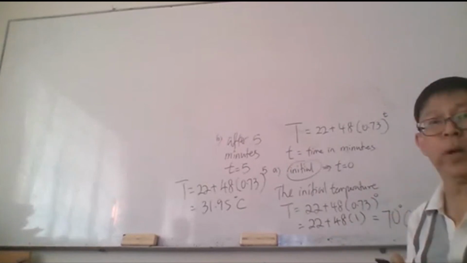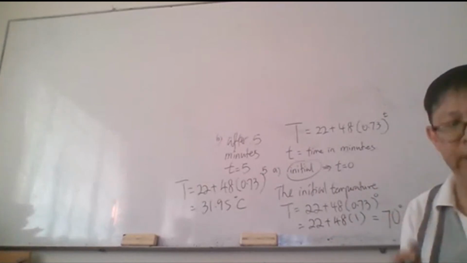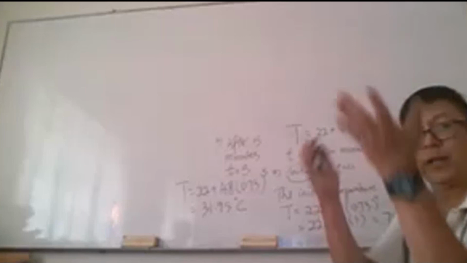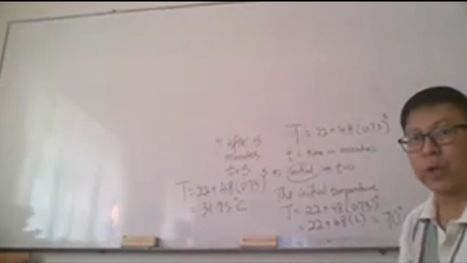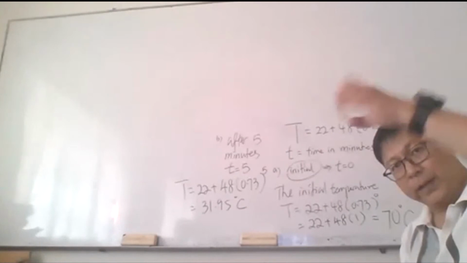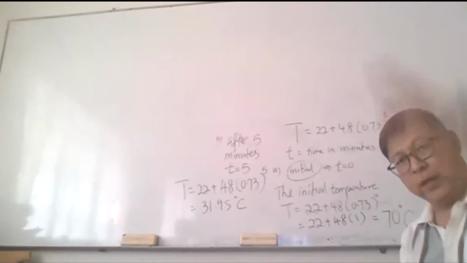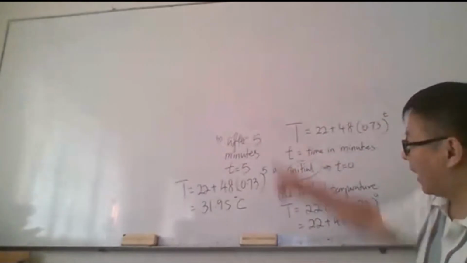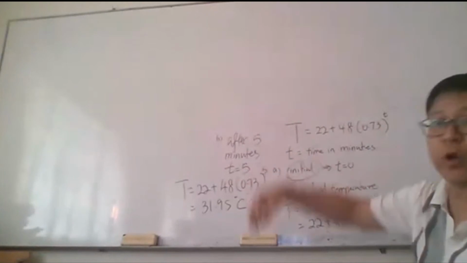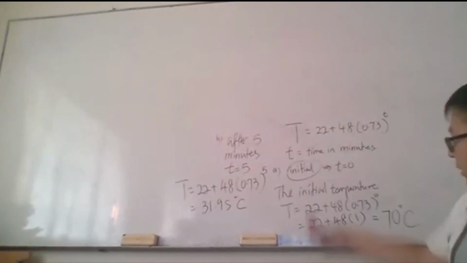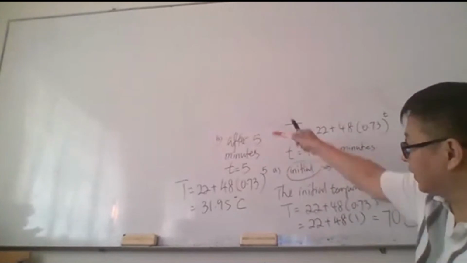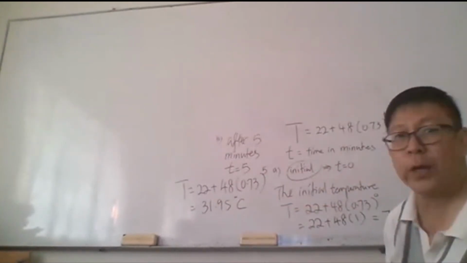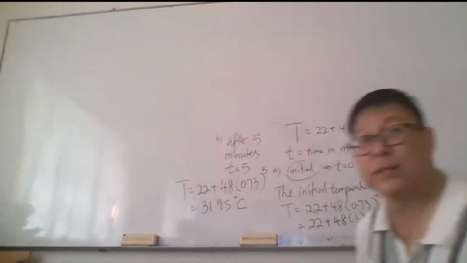Yep, correct. 31.95. Because why? You heat the water and then leave the kettle on the table, so the water will be cooling. After 5 minutes the temperature will drop. Initially the temperature is 70 degrees Celsius. Now after 5 minutes, it will drop to 31.95 degrees Celsius.